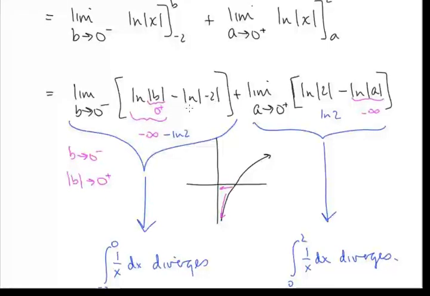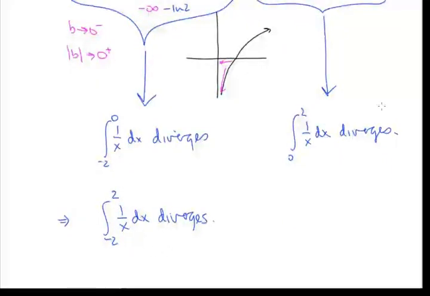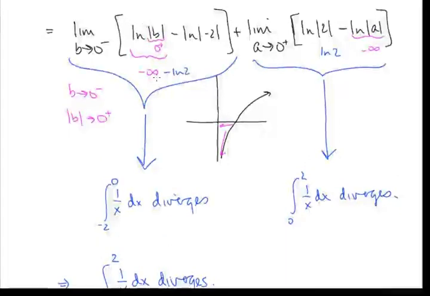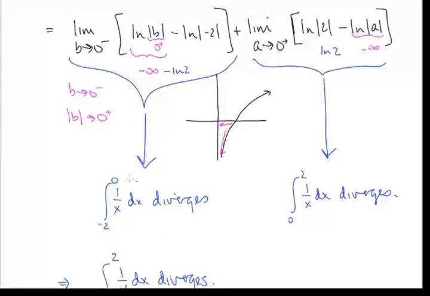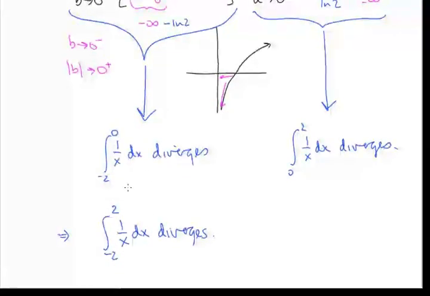This is ln 2. So negative infinity minus ln 2, and then that's negative infinity. Once I see a negative infinity show up, I know that this integral diverges, and therefore the original diverges. I don't even care about this one. I know that this part of the integral is infinite, so I know that the integral from negative 2 to 0 is infinite, and so this integral diverges.